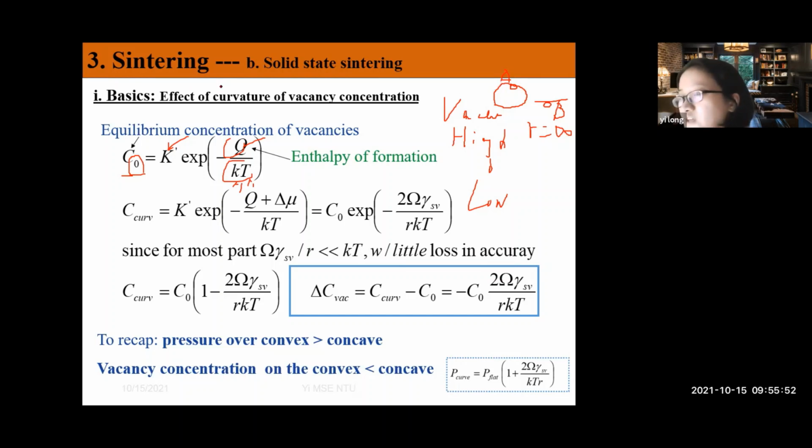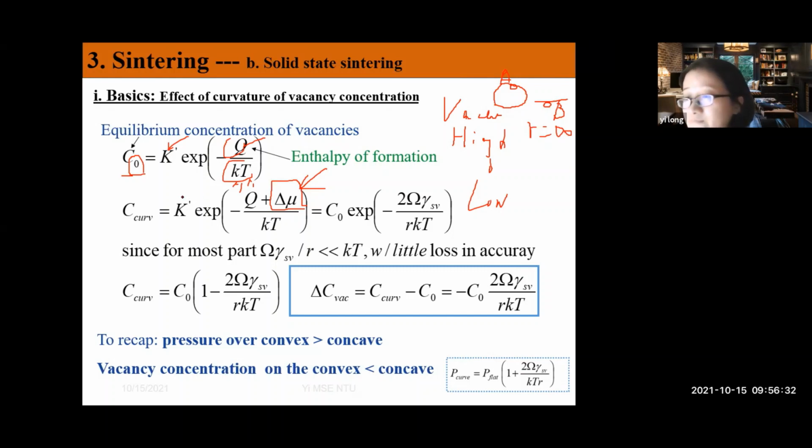So if your vacancy is produced at place A, which side do you need to overcome more free energy to become a vacancy, A or B? Since everyone agrees that A has higher free energy, if you want to take out this atom at A and become a vacancy, obviously you need to add up this delta mu, which means you need to overcome extra free energy to become a vacancy. Am I correct?